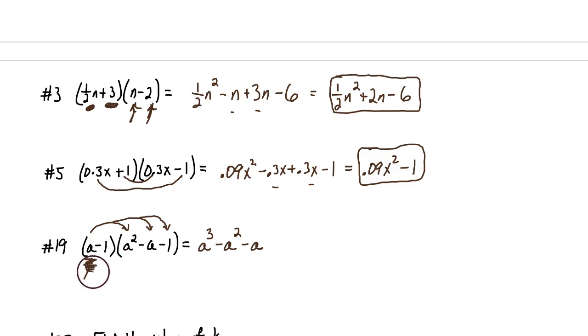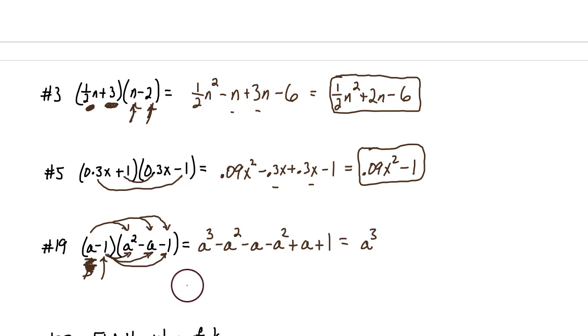Now switch from using the a over to using the negative 1 and distribute it to all three terms in the other parentheses. Negative 1 times a squared is negative a squared. Negative 1 times negative a is positive a. Negative 1 times negative 1 makes positive 1. Let's look for like terms. There's only one term that goes to the third power, so our answer starts with a to the third power.